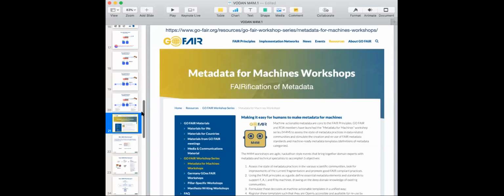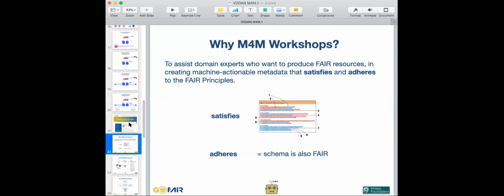So this is all sort of embedded in the Metadata for Machine Workshop idea. And here's a link to how we described this when the idea was conceived about 1.5 years ago. And then we can start with a simple question: why these workshops? I think the answer is basically that we want to assist domain experts, people in medicine or in a research discipline, a medical discipline. We want to assist these people who may want their data to be FAIR in actually creating the required machine actionable metadata. And the Metadata for Machine Workshop aims to do this in two ways.